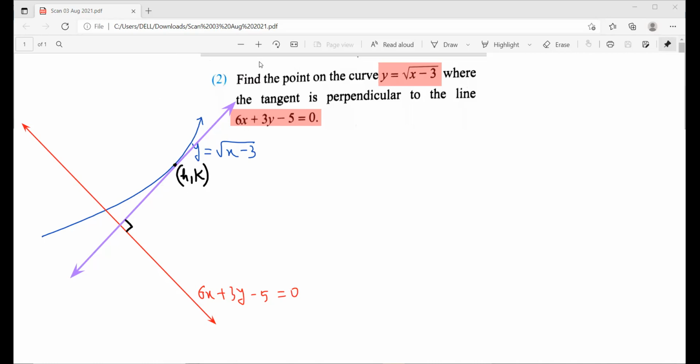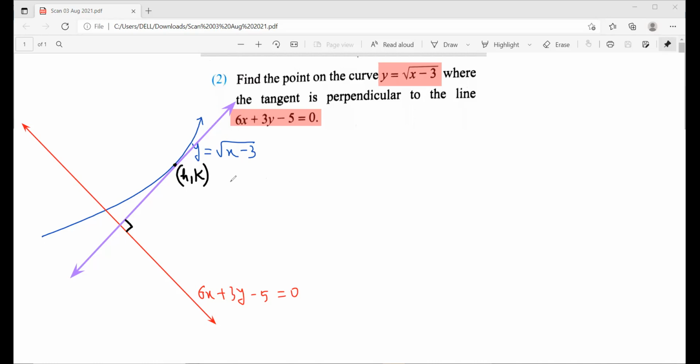So now what is my aim? My aim is to get the coordinates of h and k. So I start solving it. See, what is the first step? The first step is I have to get the value of h and k. Understand? You have to get the value of h and k.